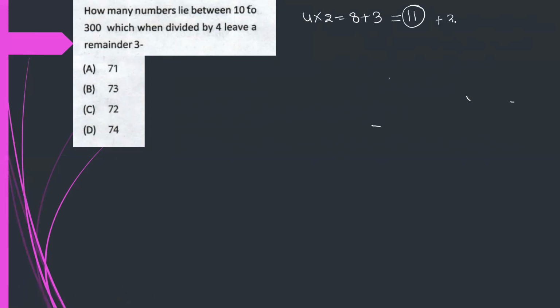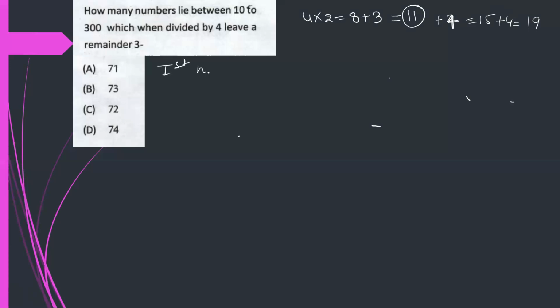To that you add 4, because the numbers lie between 10 to 300 and are divided by 4. So you add 4, and you will get 15. Adding 4 to 15 gives you another value, 19, right? In this way we will create the sequence, and then we'll solve the question. So now let's systematically solve it.